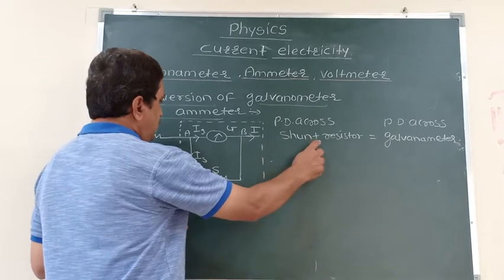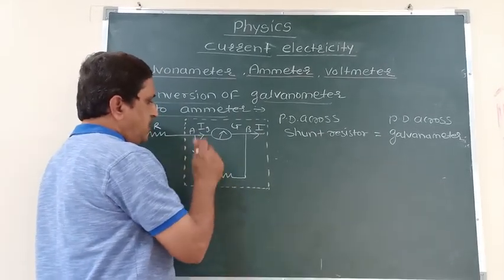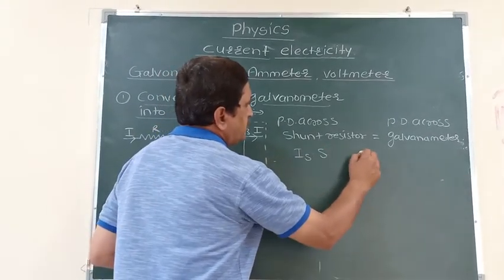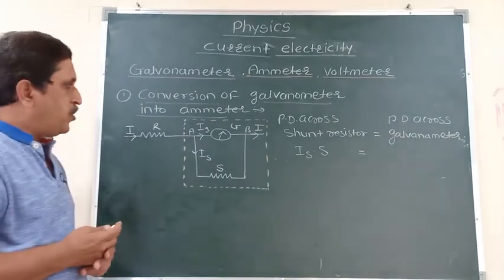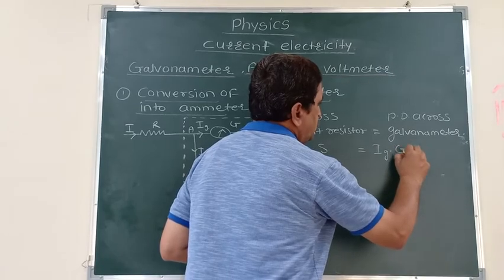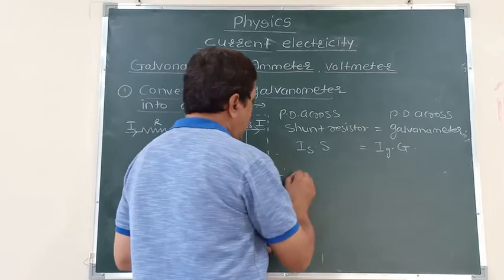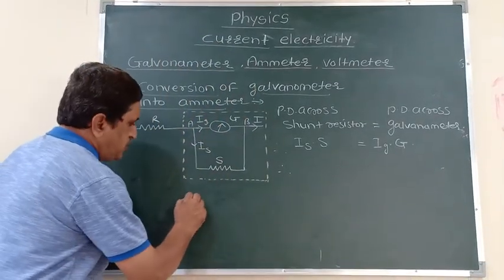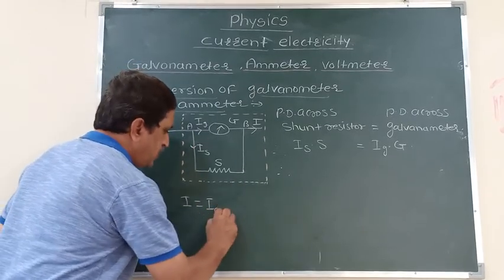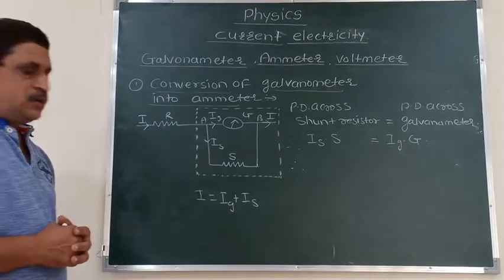For the shunt resistor, it is the product of current flowing through the shunt resistance and the resistance of the shunt. Therefore, we can write here Is into S is equal to potential difference across galvanometer, means Ig into G. G means resistance of galvanometer. Now, from this figure, we can also write capital I, that means total current, is nothing but the summation of current flowing through the galvanometer and the current flowing through the shunt resistance.